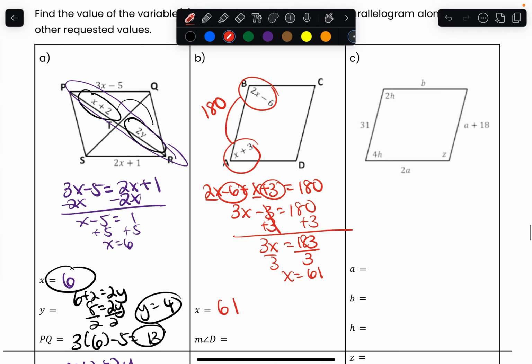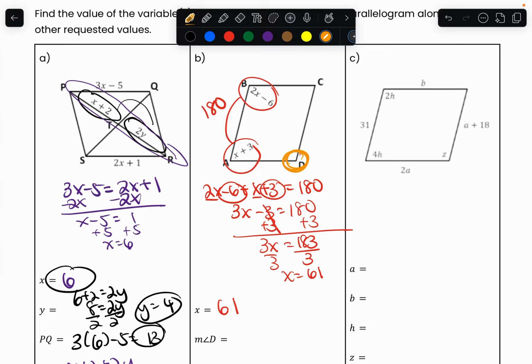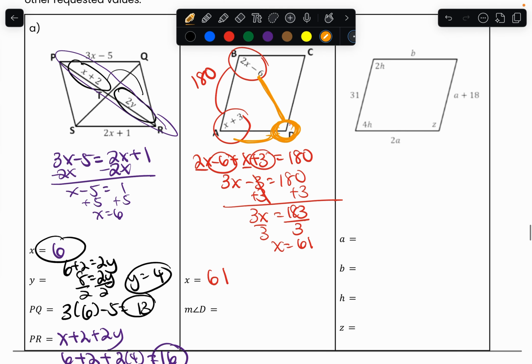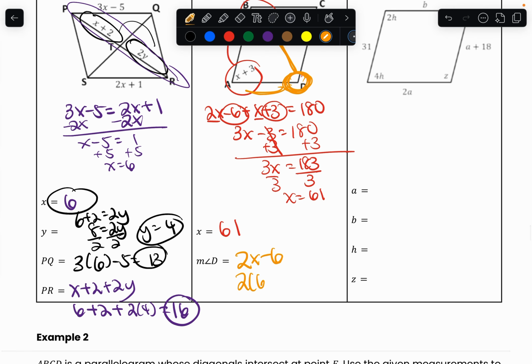Then to find my angle measurement of D, there are different ways you can do it. You know that this angle right here and this angle here add up together to 180, so you can solve it this way. Or I can just use its opposite angle. I know opposite angles have the same angle measurement. So this and this have the same angle measurement. So angle D will also be 2x minus 6. I will just plug in my x value, which is 61, and the answer I will get here will be 116.